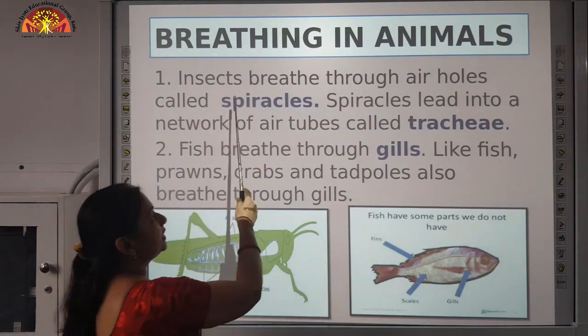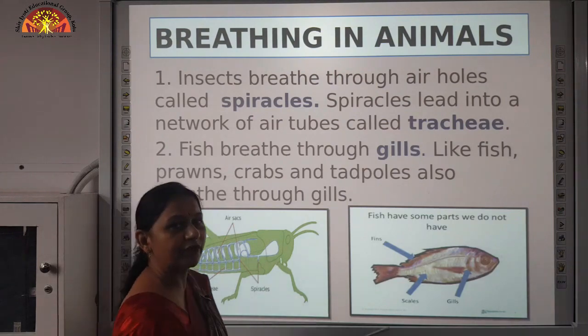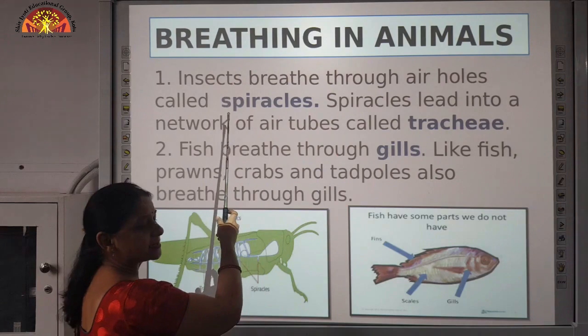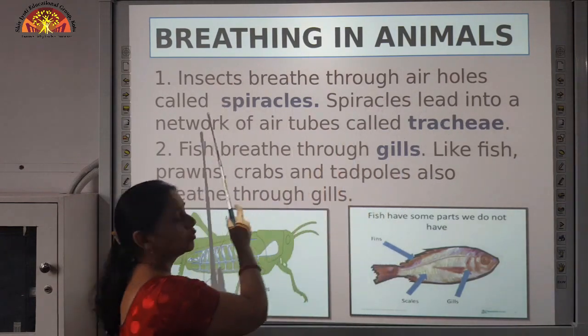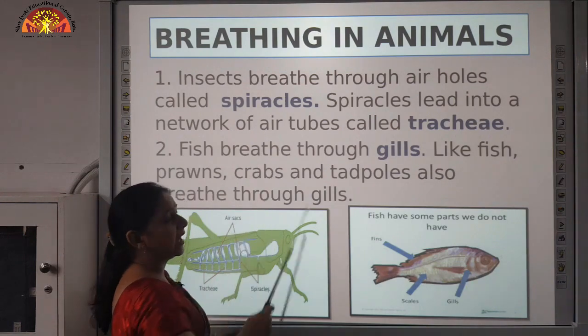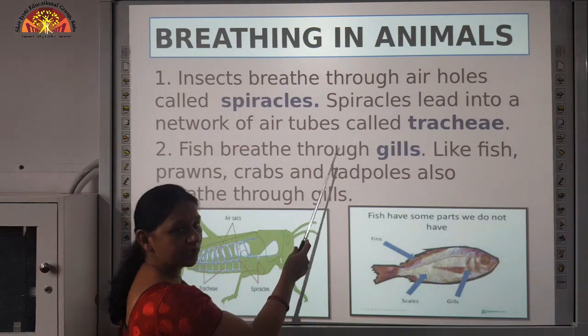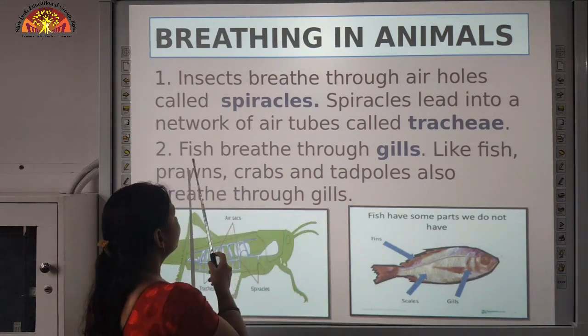Next is breathing in animals. Now different animals have different breathing organs. Taking up first insects. How do insects breathe? Insects breathe through air holes which are called spiracles, and these spiracles further lead into a network of air tubes which is called trachea.